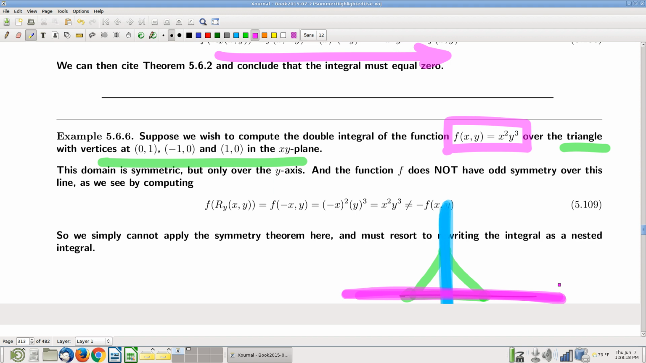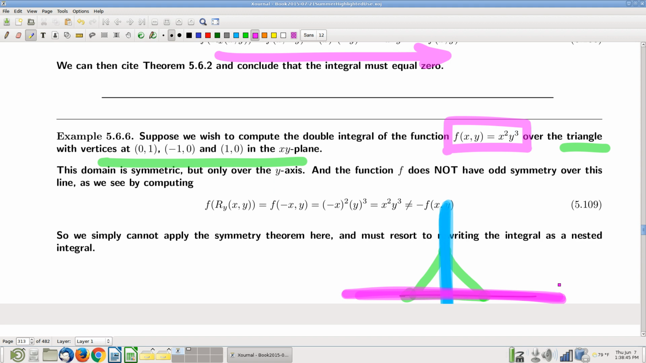And by the way, a real easy sanity check on this as well. Look at this function, x squared y cubed. On this entire green triangle, x squared is always non-negative. Y cubed, well look, y is always positive. That means that y cubed is always positive. This integrand is always non-negative over the entire domain. There's no way the integral could possibly be 0.